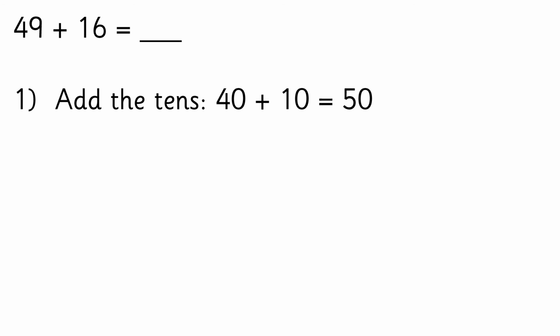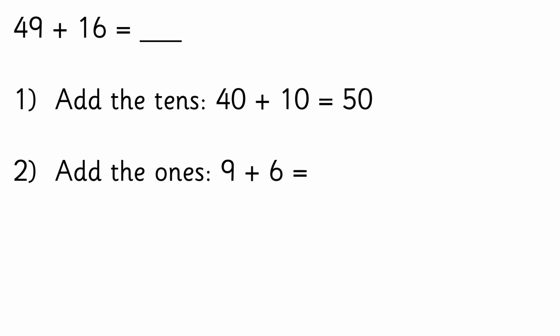What's step number 2? Step number 2 is to add the ones. So I have 9 ones and 6 ones. 9 add 6. If you don't know 9 and 6 off the top of your head, you could add 1 from the 6 to make 10, and then you've got 10 add 5. 10 add 5 we know is 15.